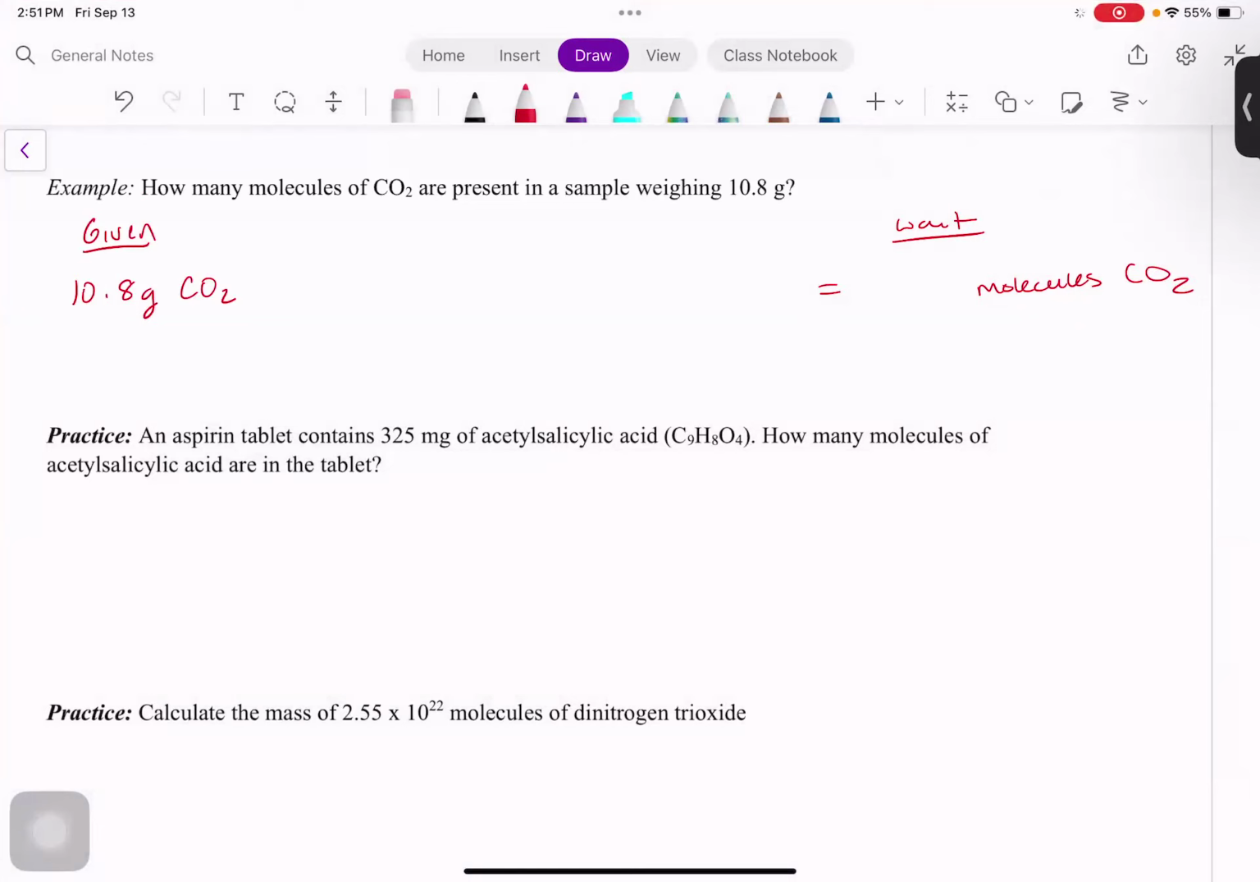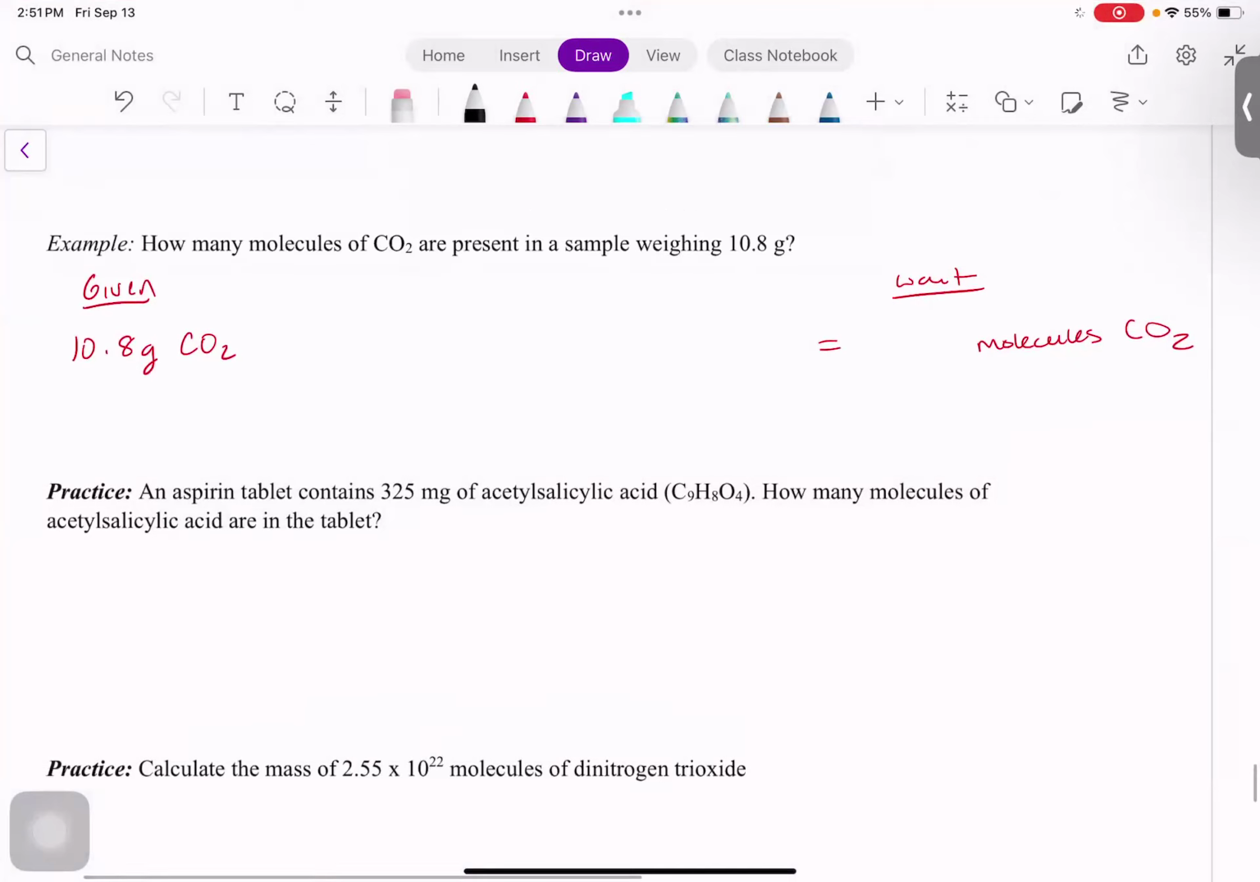So in order to do this, we're going to use the conversions that we already know. So we're converting between molecules and grams. This is the exact same thing that we did before with atoms and grams, except instead of atoms, we're dealing with molecules because we have a compound instead.